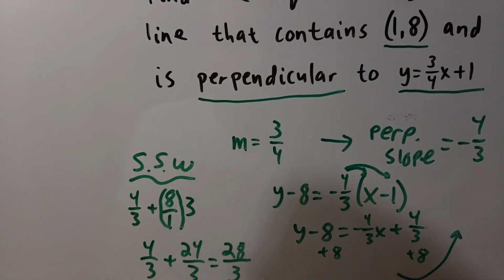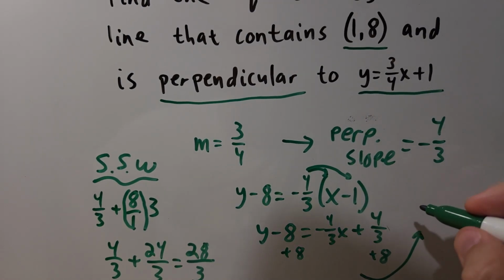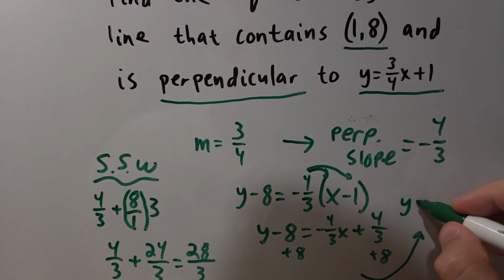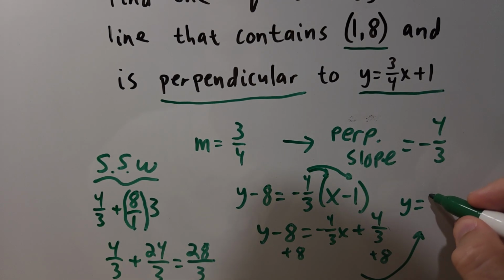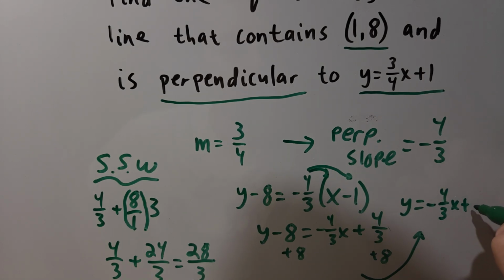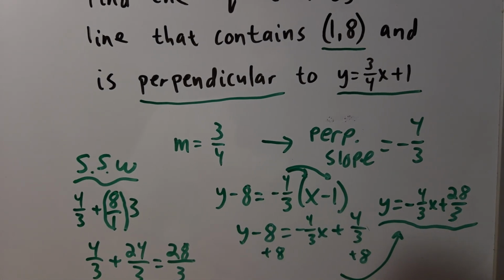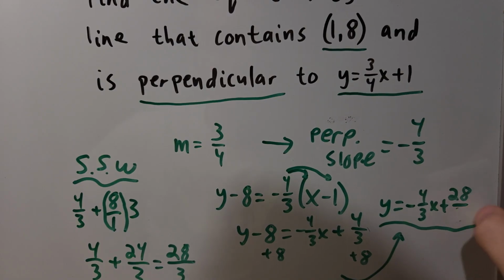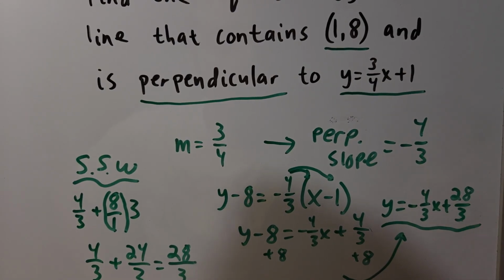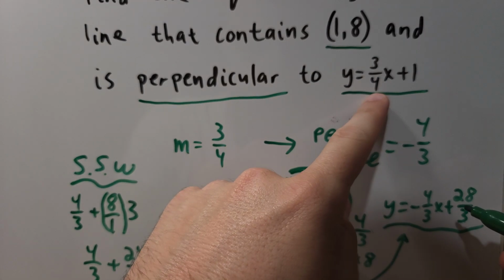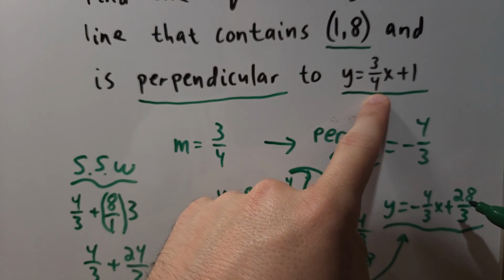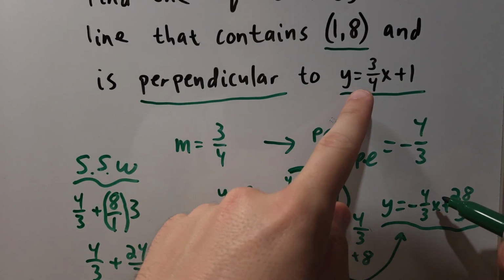I'll just move it up here. Final answer will be y equals -4/3 x plus 28/3. That was a tough one. But in the end, we got the perpendicular slope from the one given, and we found the equation of a line that was perpendicular to the one given.